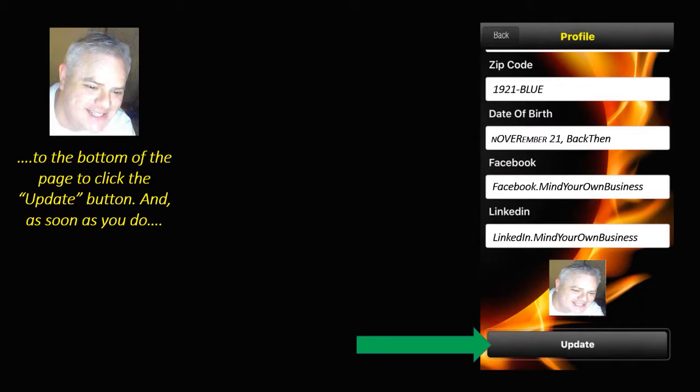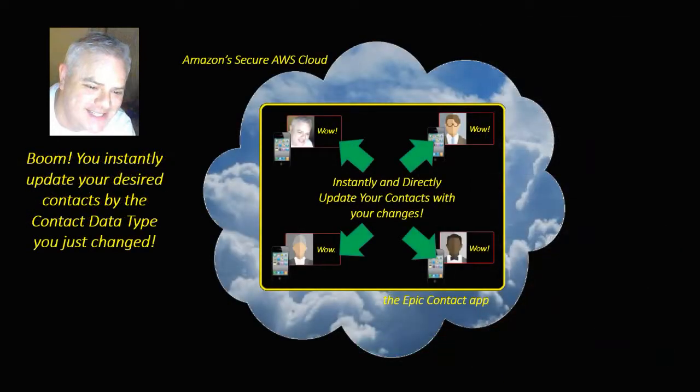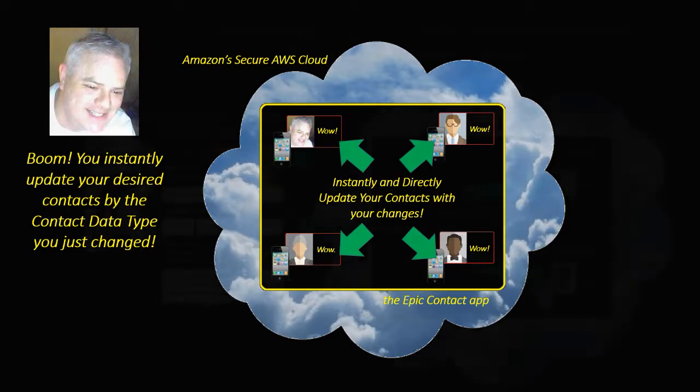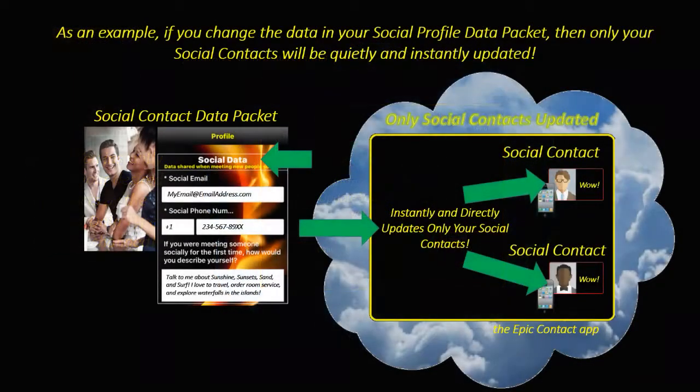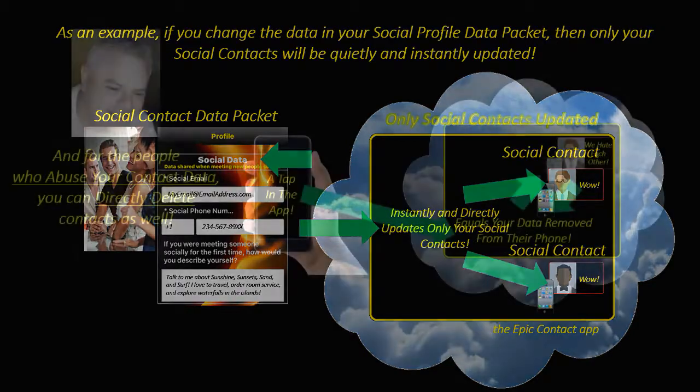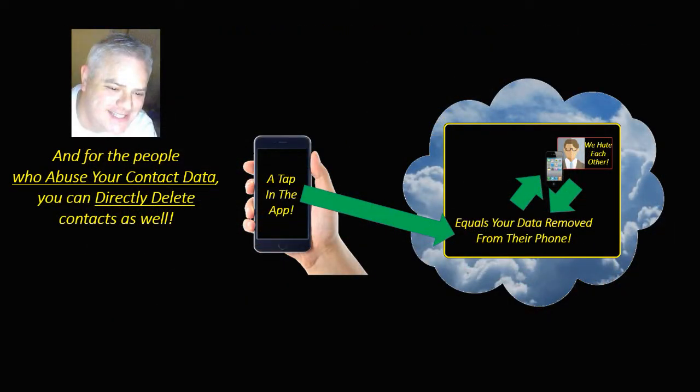And as soon as you do, boom, you instantly update your desired contacts by the contact data type that you just changed. As an example, if you change the data in your social profile data packet, then only your social contacts will be quietly and instantly updated. And for the people who abuse your contact data, you can directly delete contacts as well.